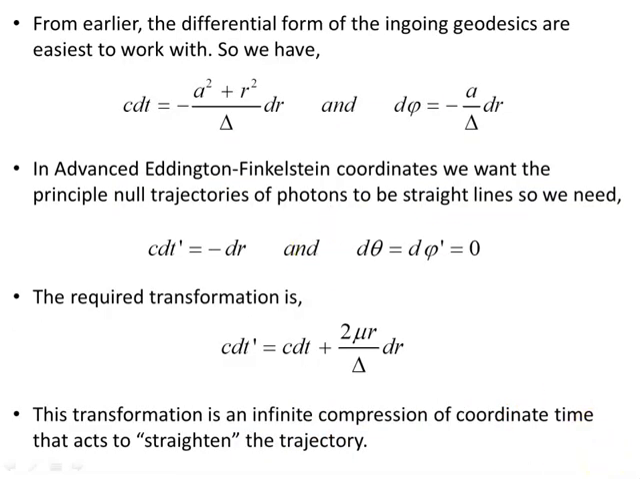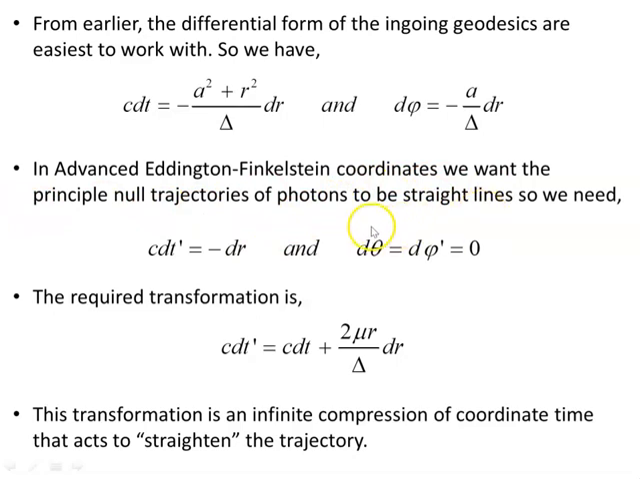All right, well, what we have here from earlier is the differential form of those geodesics, and choosing ingoing, with the negative here, they're easiest to work with. So we have c dt as (a squared plus r squared) on delta dr, and d phi as minus a on delta dr. Now, in advanced Eddington-Finkelstein coordinates, we want the principal null trajectory of photons to be straight lines.